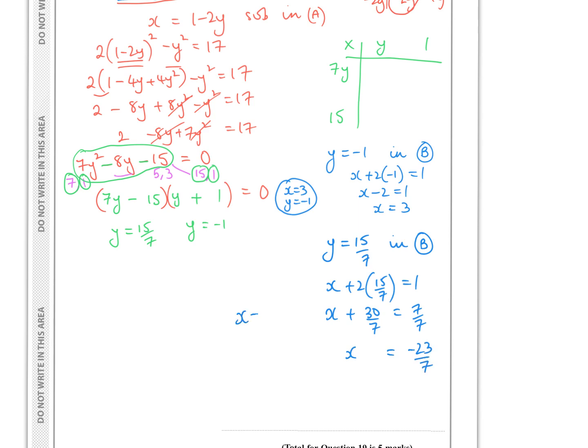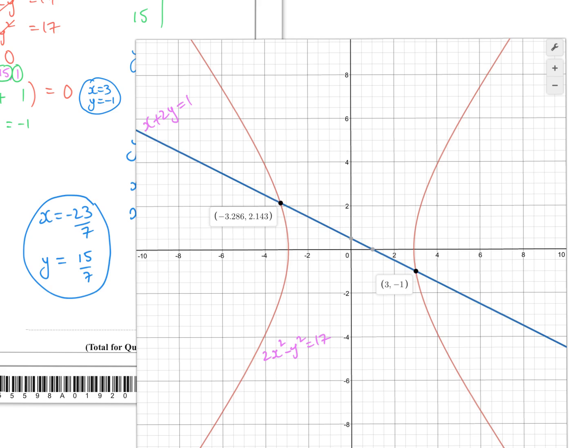So that gives us x equals -23/7, and y will be 15/7, and that's our other coordinate pair. And then for those that are interested, if you plot the straight line here, and if you plot 2x² minus y² is 17, which I won't go into great detail about, you can see that the cutting points here would be, as decimals to 3 decimal places, that of -23/7 and 15/7, and here we can quite easily see 3 and -1 here. So that's what they would look like if you actually graph them.